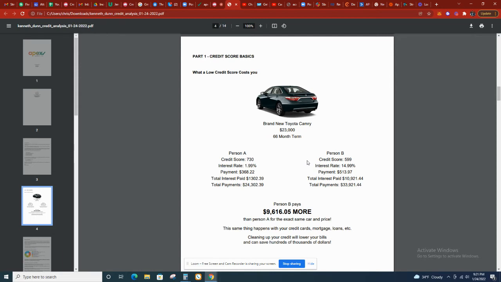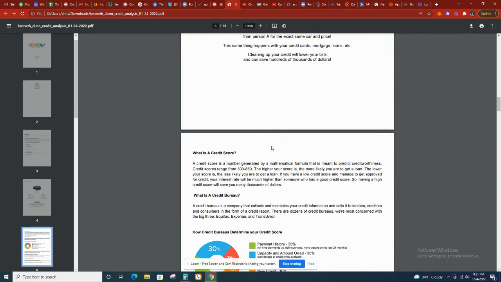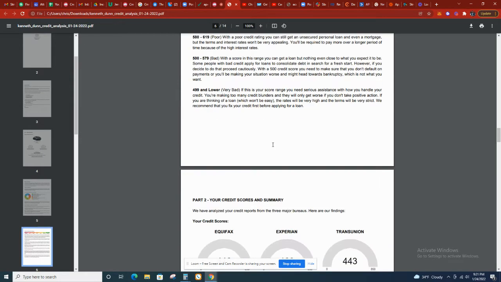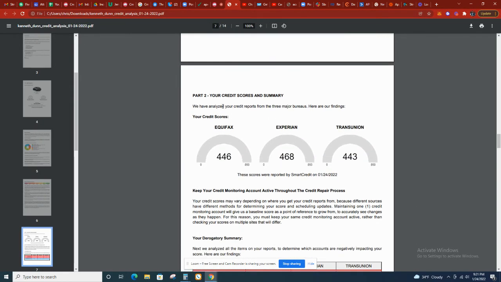Credit cards are the same way, mortgages. What I advise clients as well is people nowadays can even be turned down for a job based upon their credit. So one really, really good emphasis to make is what good credit or bad credit costs over time, right? Part two of this is your credit scores and summary. So now you're going to say, hey, look, your average is 450, right?